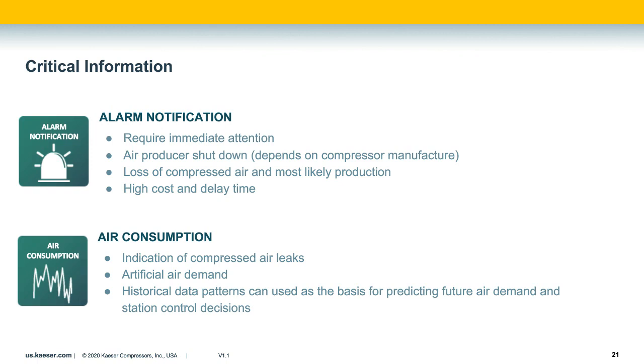Air consumption in compressed air systems is another very important value. Customer demands downstream can help identify leaks and artificial demands during non-productive times. You can also use this as a basis for future needs, and it can improve your production process overall.